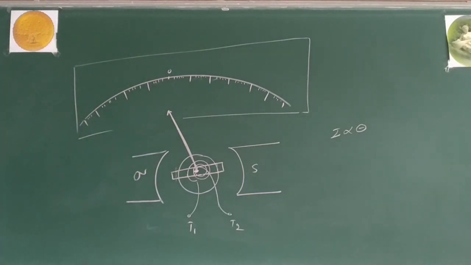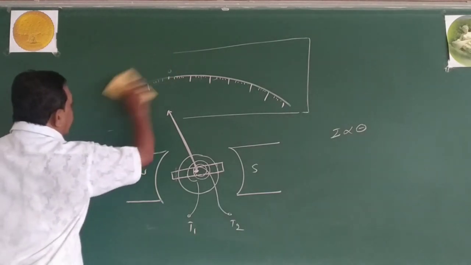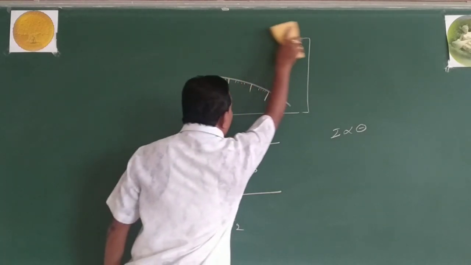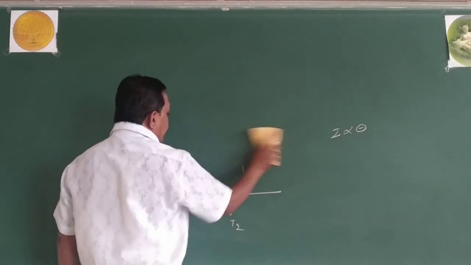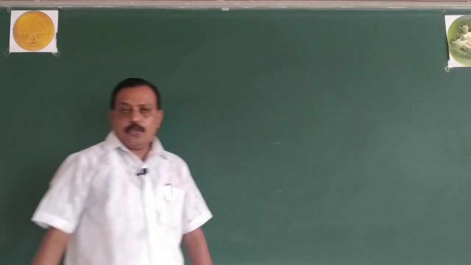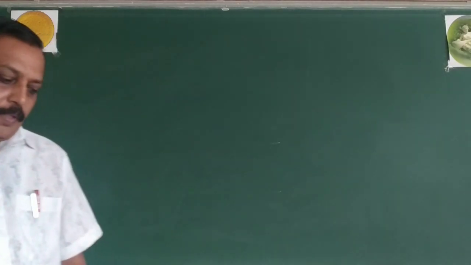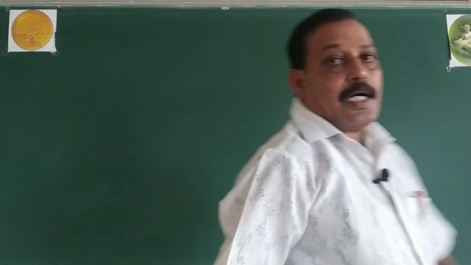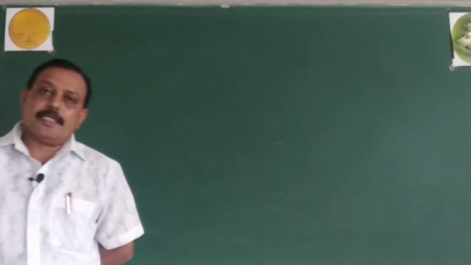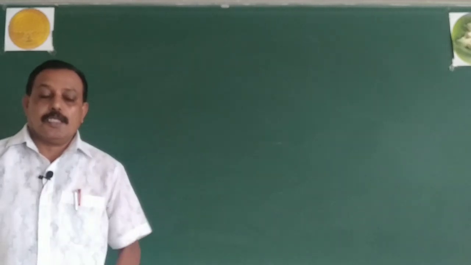Then after this we come to the last topic, ammeters and voltmeters. Conversion of galvanometer into ammeter and conversion of galvanometer into voltmeter. Basically, ammeters and voltmeters are galvanometers. And ammeters and voltmeters are modified forms of what? Galvanometer.